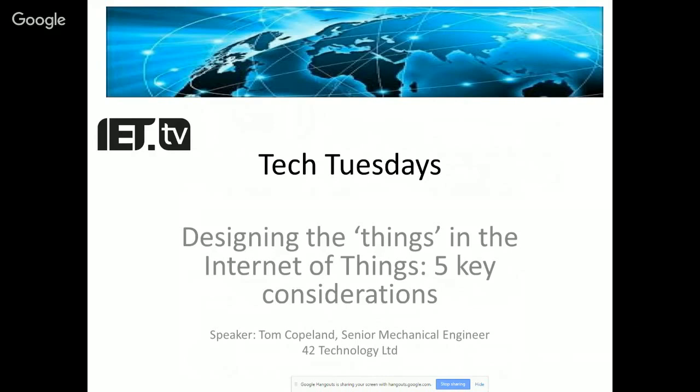Today's talk is going to be a short one on designing the things in the Internet of Things, and specifically looking at 5 key considerations. So in order to not take up too much of your time.